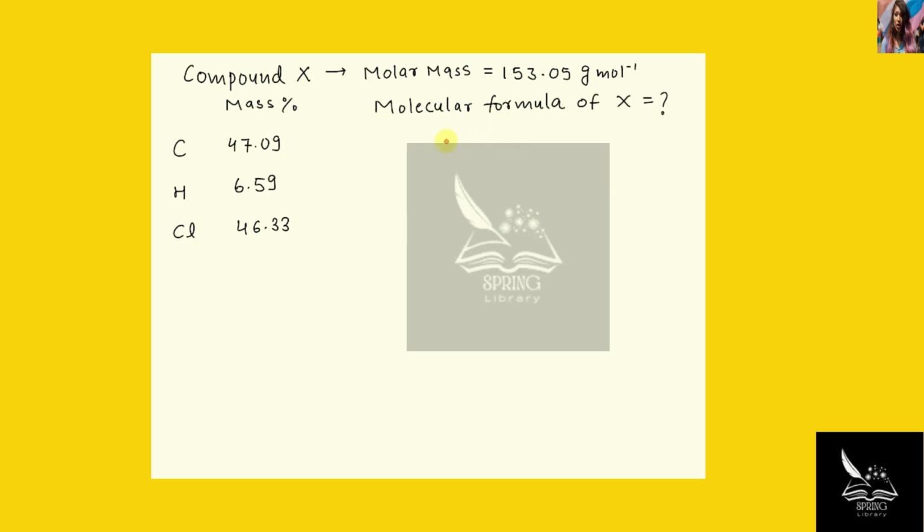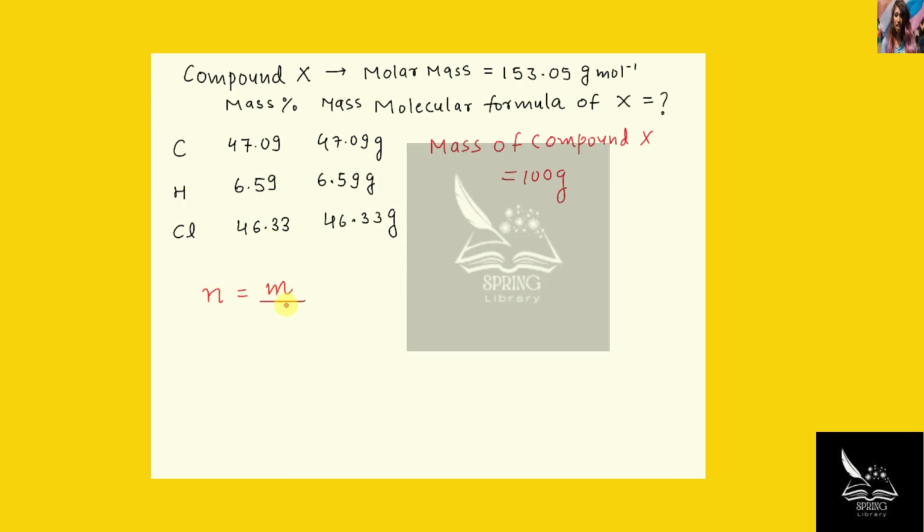We can say that suppose we are having the mass of compound X equal to 100 gram. Therefore, we are having mass of carbon 47.09 grams, mass of hydrogen 6.59 grams and mass of chlorine 46.33 grams. Now, we will calculate moles of carbon, hydrogen and chlorine. We know that mole is equal to mass over atomic mass. We can substitute the values here.